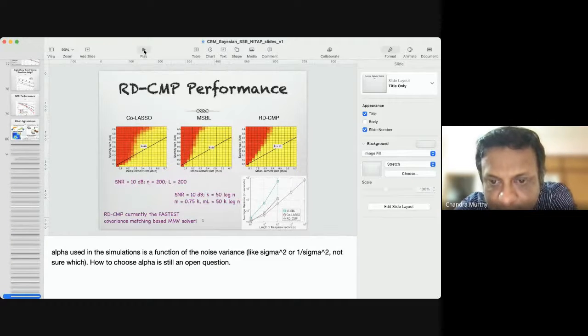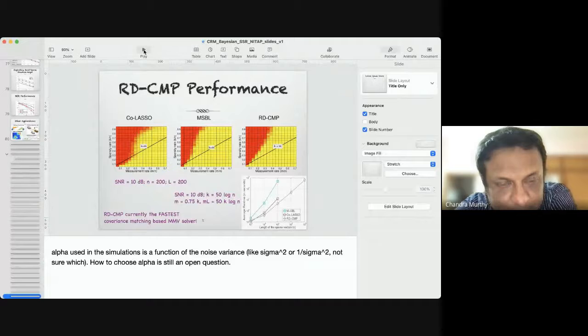Whereas with RDCMP, you can even do sparse recovery with million dimensional vectors, and it will run in a matter of a few hundred seconds. So it's far, far faster. In fact, to my knowledge, this is still the fastest MMV solver that you can find.